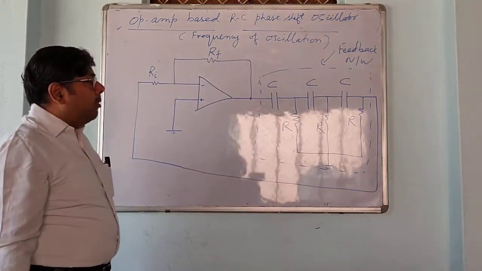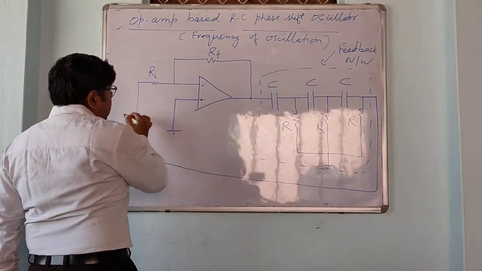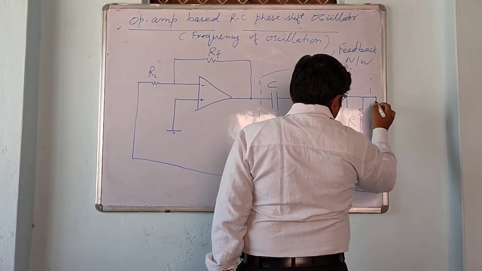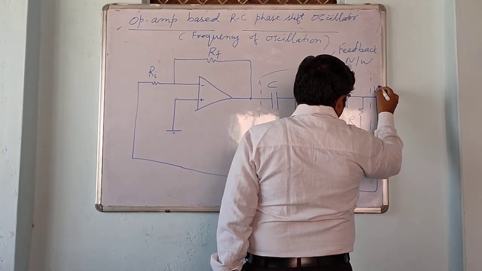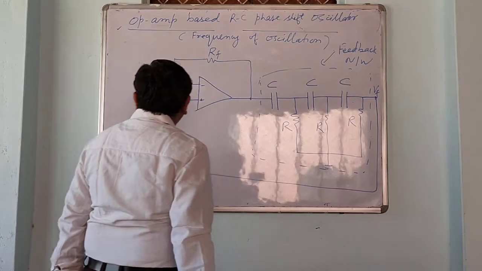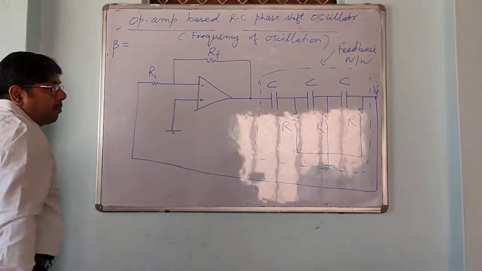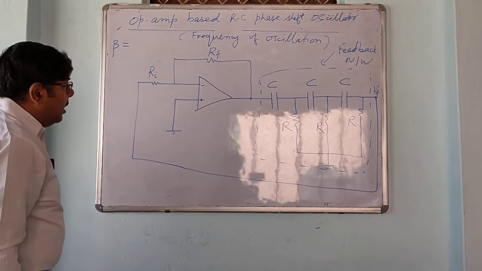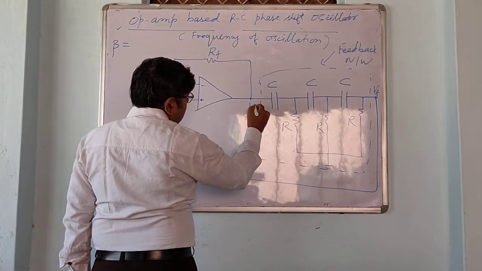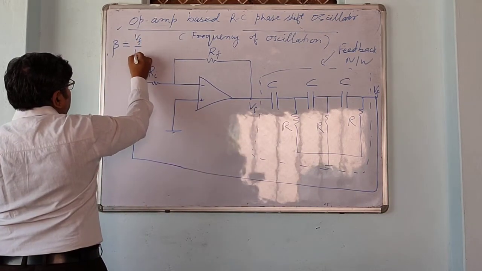Output of operational amplifier is the input of feedback network, and output of the feedback network is the input of this. So suppose here this is the feedback signal PF at the output of RC. So what is the value of beta? Value of beta is the output of feedback network to the input. If this is the input of feedback network, then this is given by PF upon P.